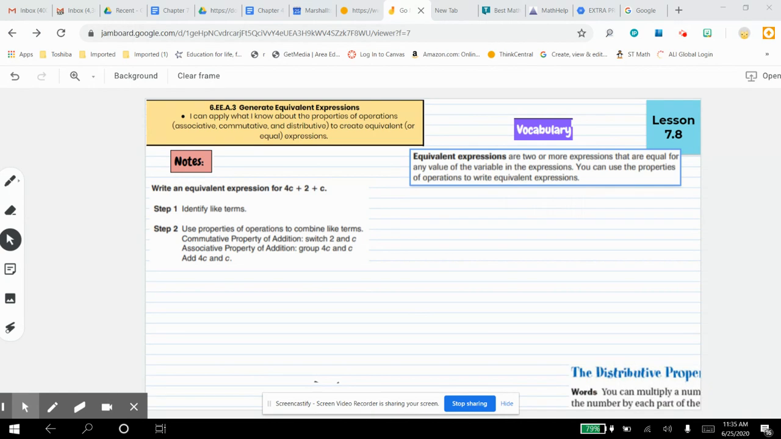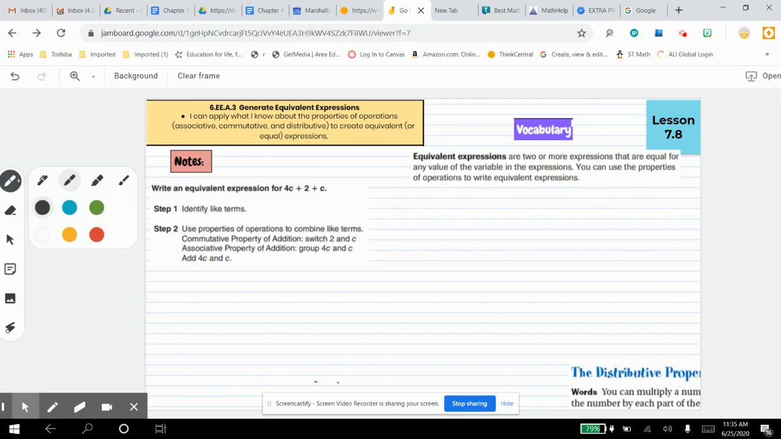Hey, today we're going to be doing lesson 7-8. All right. This I can statement says that I can apply what I know about properties of operations, okay, associative, commutative, and distributive to create equivalent expressions. We're still creating equivalent expressions. That means expressions that are equal.